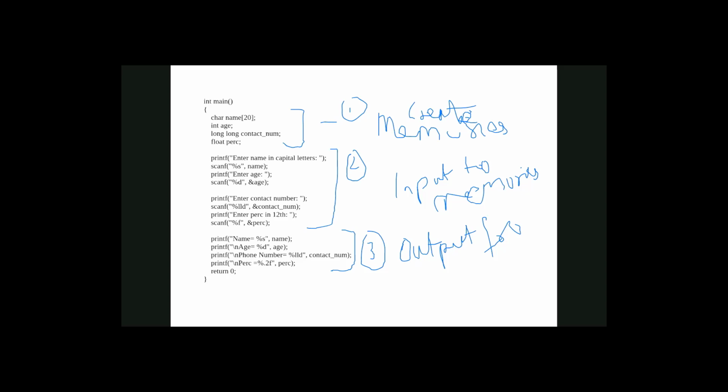So you understood these three parts. So this is output from memories. This is the simple rule for a program. So have you understood these three parts?